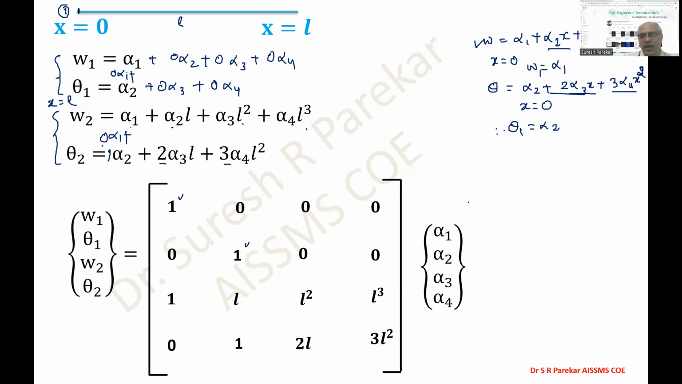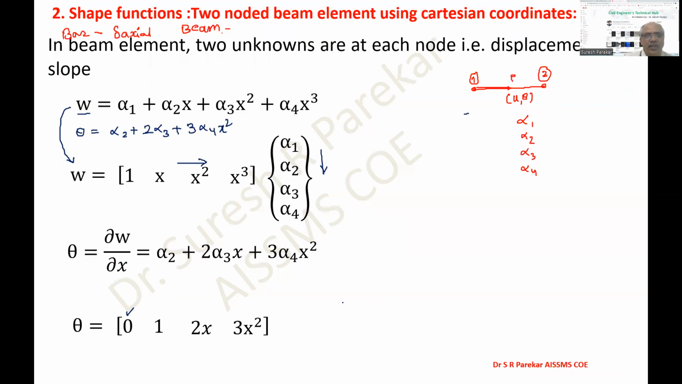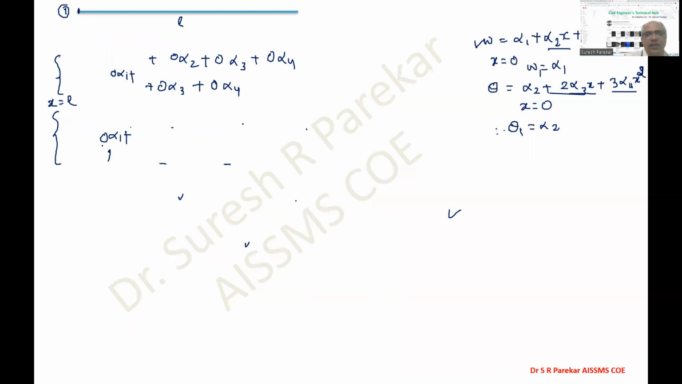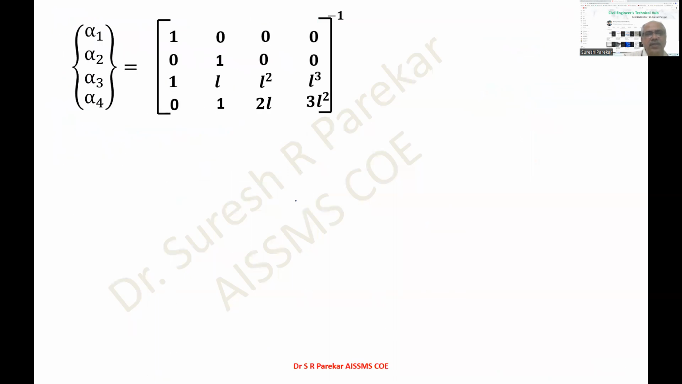Now we are interested in finding alpha 1, alpha 2, alpha 3, alpha 4, because if we go back to the general equation, to determine the displacement at any point I have to replace these using the coordinates. Therefore, I have to find these values in terms of L and X. That we will find by taking the inverse of this matrix. Now, how will we find the inverse? The inverse is equal to the adjoint upon the determinant. Now, how will we find the adjoint?